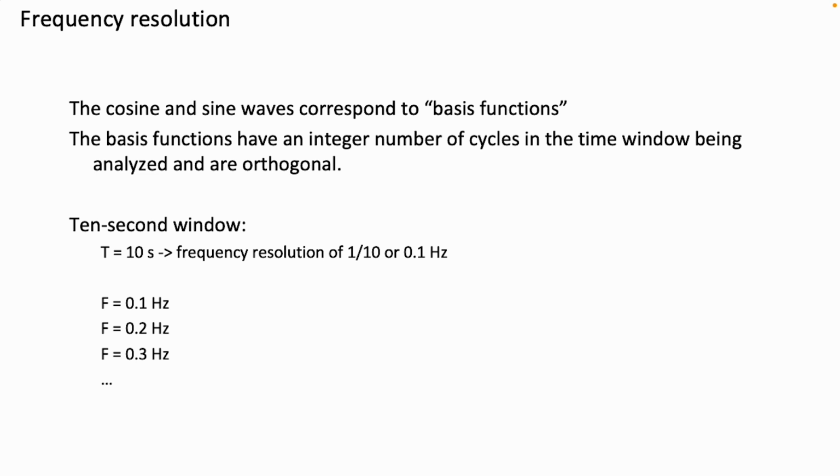But if we analyze brain activity, we just have to realize, well, alpha is approximately 10 hertz. It's not exactly 10 hertz. So trying to get a very exact estimate of the alpha frequency is not going to work. It's going to be a broad peak anyway. So we have to find a trade-off between the length of the window and the frequency resolution that we want to obtain.